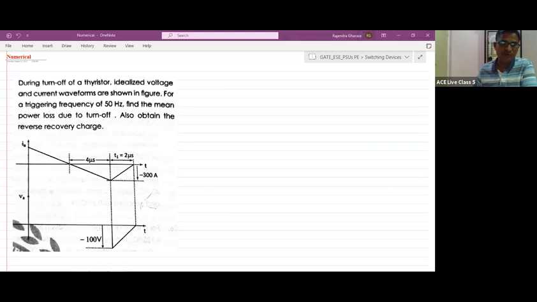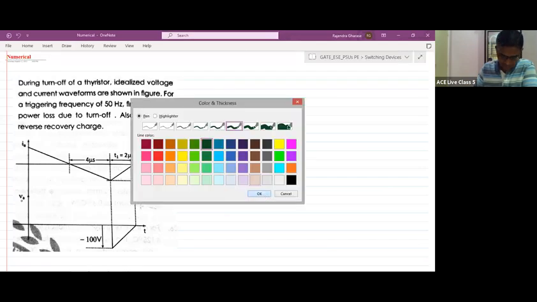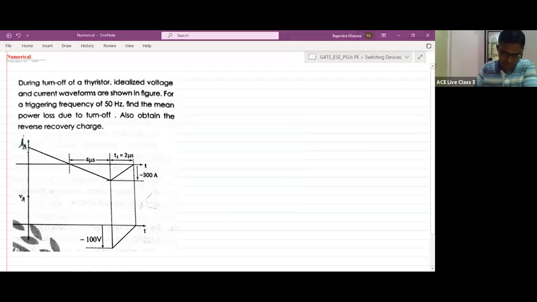During turn off of a thyristor, idealized voltage and current waveforms are shown in the figure. So here VA and IA, that is the voltage across the thyristor and the current flowing through the thyristor, have the given waveforms. Next, for a triggering frequency of 50 Hertz, find the mean power loss due to turn off. Our task is to find the mean power loss, that is nothing but the average power loss, due to turn off. Also obtain the reverse recovery charge, QRR, we need to find.